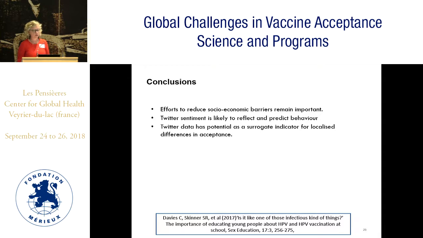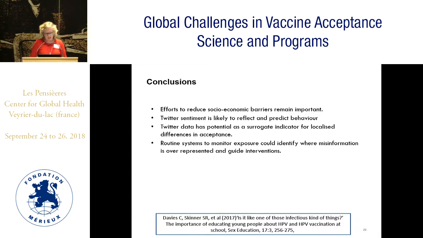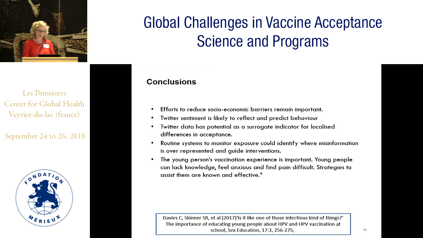So if you've got a problem in a country and you lack the resources to get together a survey, this may be a way to rapidly look at sentiment, geographic distribution of it, and also what topics are arising in the public discourse. So there is the potential in this area, but it also requires, of course, capacity in people being able to do the work. Routine systems to monitor exposure could identify where misinformation is overrepresented and guide interventions. And also that a young person's vaccination experience is important. Young people can lack knowledge, feel anxious and find pain of vaccination difficult. And there are strategies that are known that can assist them, such as those that have been looked at by my colleagues Rachel Skinner and Kristen Davies in Australia.